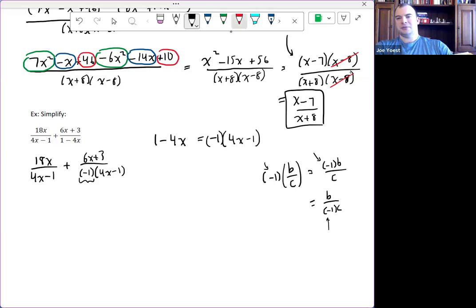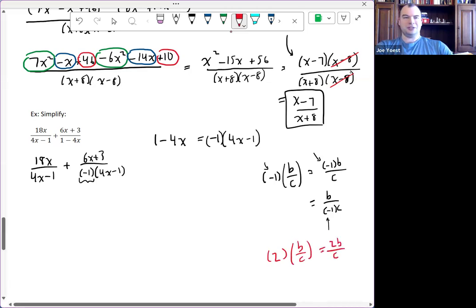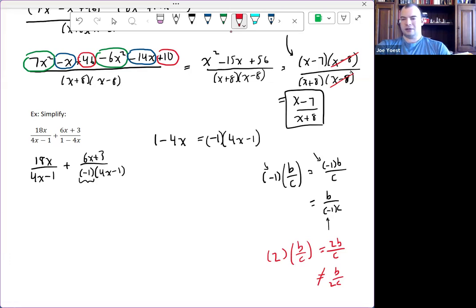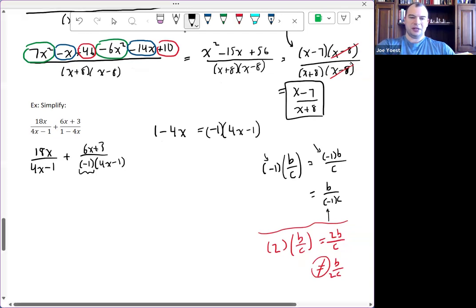Now, a little side note: if I had, say, 2 times b over c, that's equal to 2b divided by c. The 2 can pop into the numerator, but that's not equal to b over 2c. So be a little bit careful, because it's because this is a negative 1 that I can move it into the denominator or out of the denominator like this. I can't do this with another number like negative 3 or positive 4 or something like that. So, just be a little bit careful there. But effectively, this negative 1 can come all the way out and change this plus to a minus.